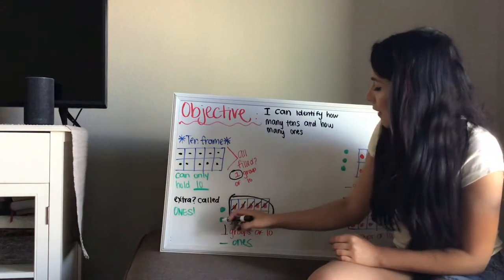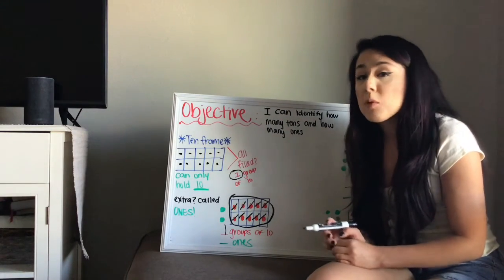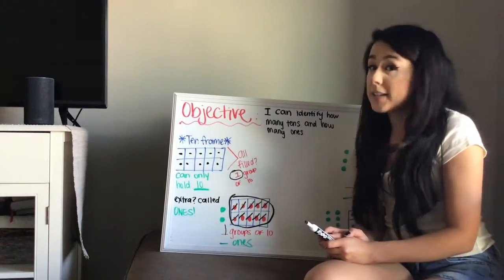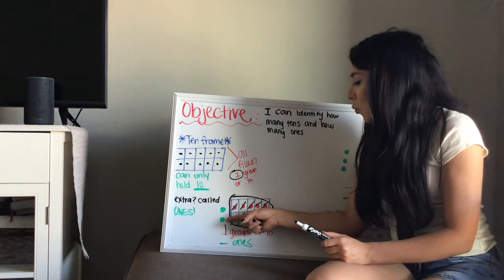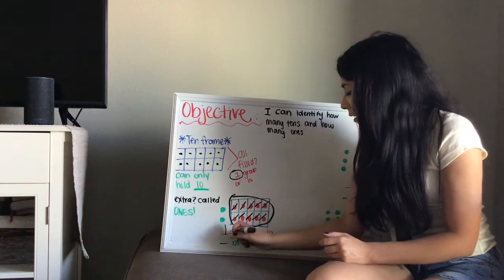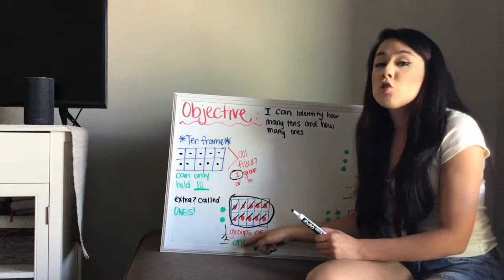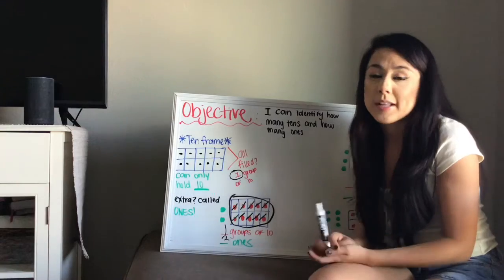So now I have some extra counters here on the side in green. I want you to tell me how many dots did not fit in my 10 frame. How many dots do I have right here outside the 10 frame? 1, 2. So I have one group of 10 and 2 ones. These extra dots right here, they're called ones, okay?